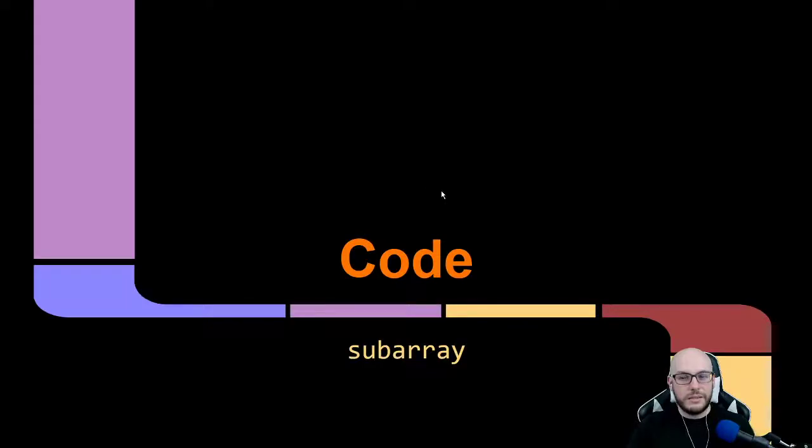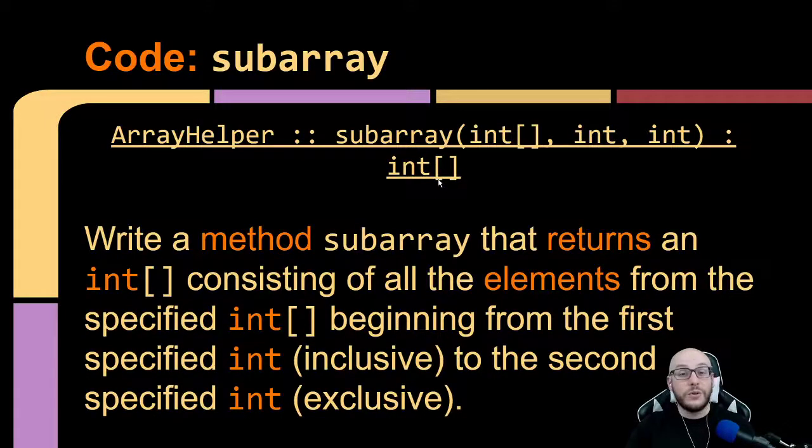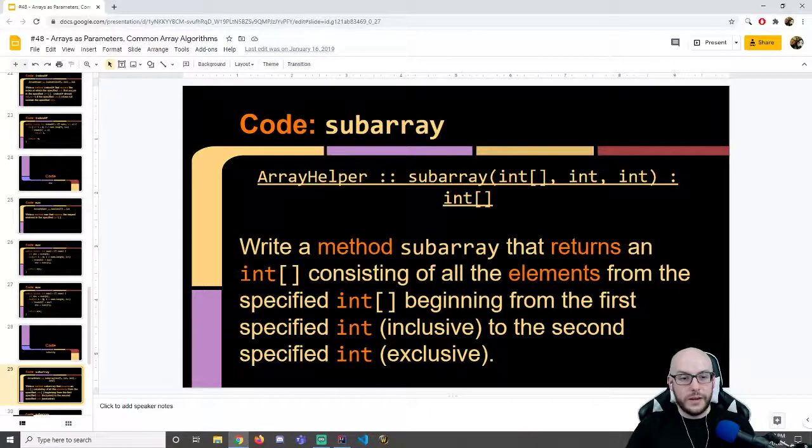Okay, our next method is called subarray. This is going to mimic substring coming out of the string class, right? We're going to take in an integer array and 2 integers. These are going to be indices, indexes. Ultimately, what I'm returning, and we haven't done this yet, is an integer array. Write a method subarray that returns an integer array consisting of all the elements from the specified int array, beginning from the first specified int inclusive to the second one exclusive. Again, just like substring, except we're taking a portion of our array.